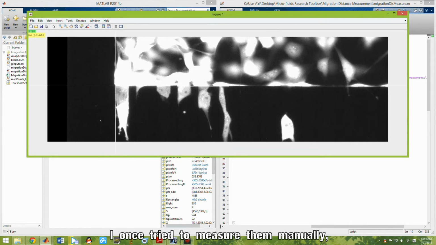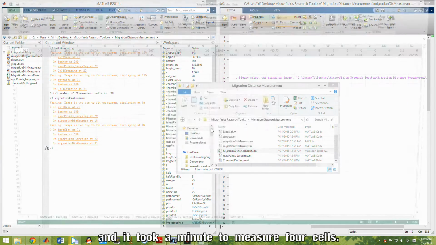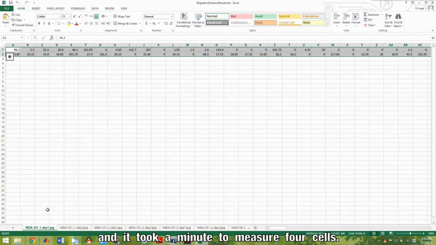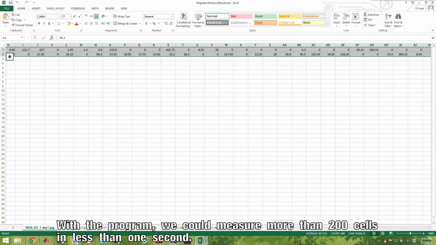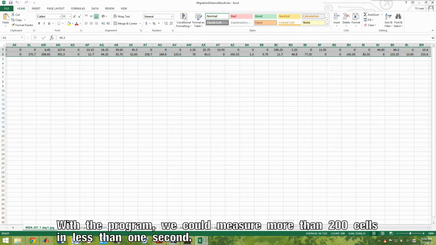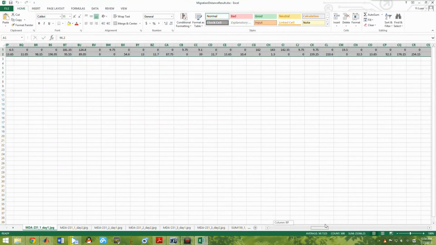I once tried to measure them manually, and it took a minute to measure 4 cells. With the program, we could measure more than 200 cells in less than 1 second.